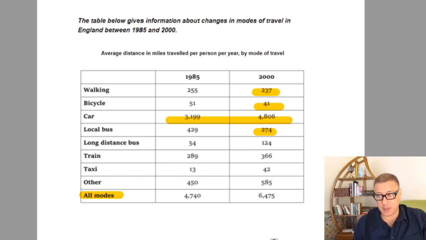So we could say something like the most significant increases in travel were for car from 31.99 to 48.06, long distance bus from 54 to 124, and taxi from 13 to 42. Smaller increases were seen in the categories train and other. And make sure to put "other" in quotation marks. So you might give those details, you might give the numbers, you might not.